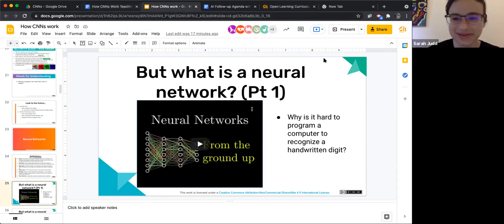All right, so the question for understanding that: why is it hard for a computer to recognize a handwritten digit?